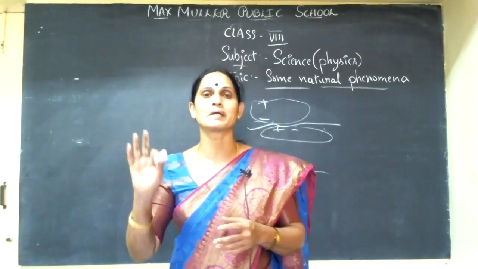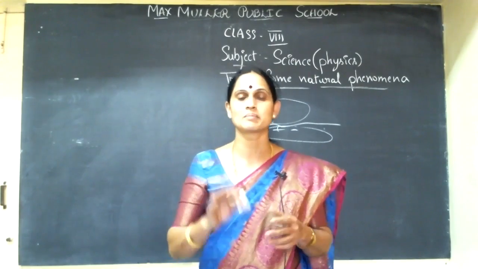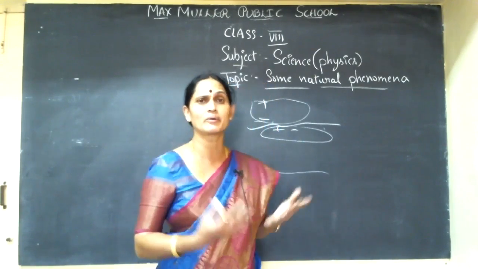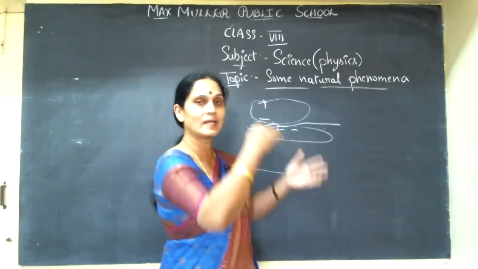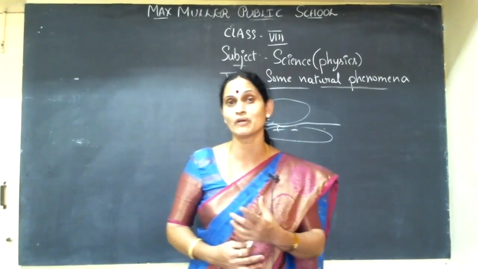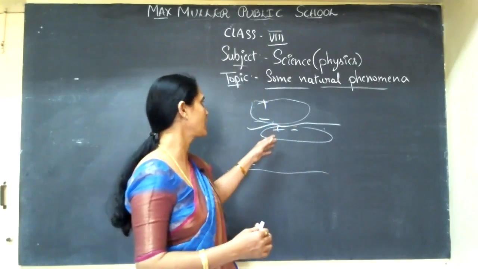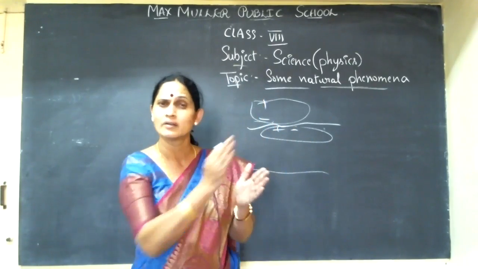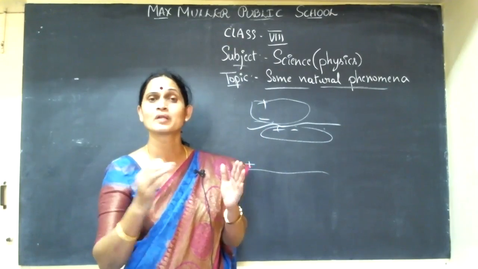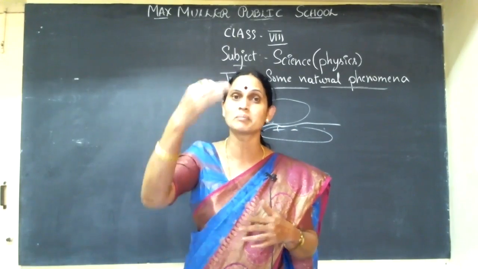In an open space, there's some safety. Why do we have to take safety? Because when lightning occurs, there will be a discharge of electrons. Discharge means these electrons, the positive and negative, once they clash, the charge will immediately get discharged. Once it gets discharged, it may fall on us.